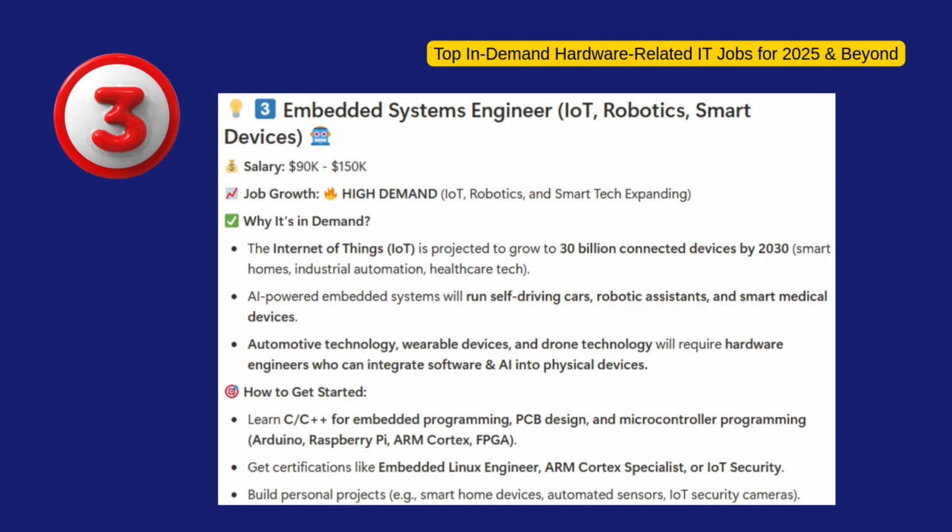So how to get started with that? You would definitely learn C and C++ for embedded programming, learn PCB design, microcontroller programming, things of that nature. Maybe even get yourself a Raspberry Pi and start playing around with that. Also, get certified in things like embedded Linux engineer or an ARM Cortex specialist, something of that sort. Building projects will be your game changer here as you transition. So you want to build personal projects, build a smart home device, automated sensors, or even IoT security cameras.